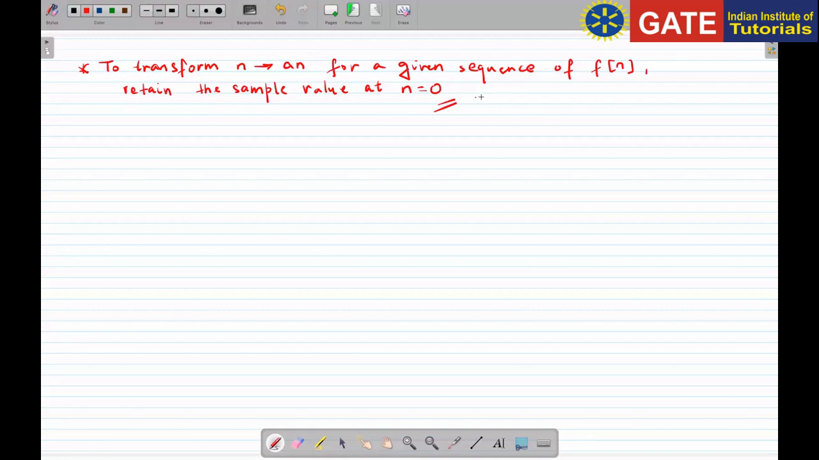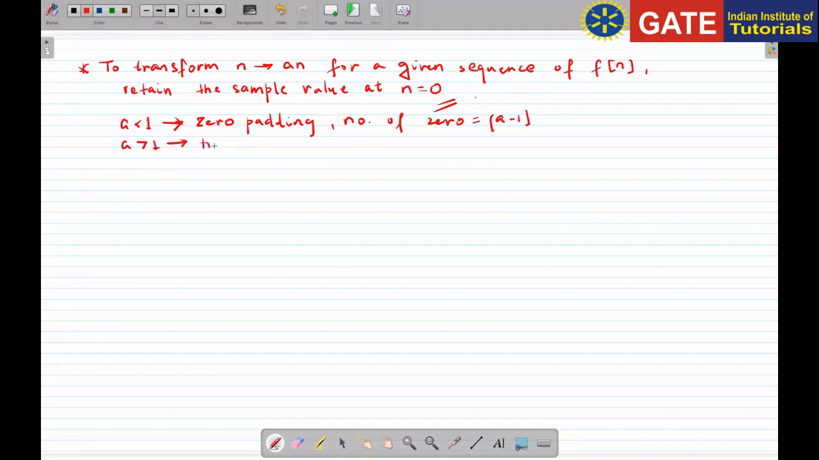And zero padding will be there if a is less than 1. If a is less than 1, then 0 padding in the sequence at every interval of time, with the number of 0s equal to a minus 1. And when a is greater than 1, then decimation, that is loss of signal.